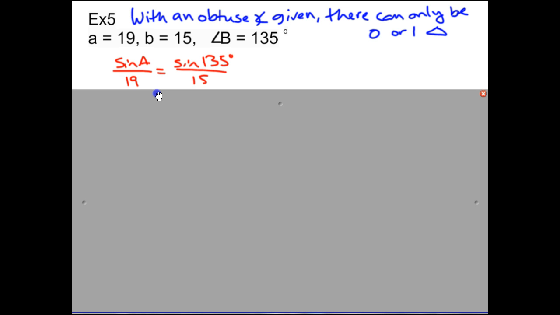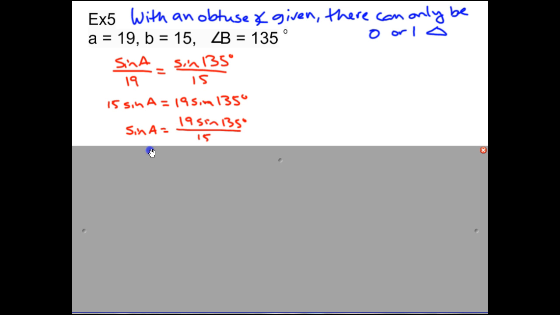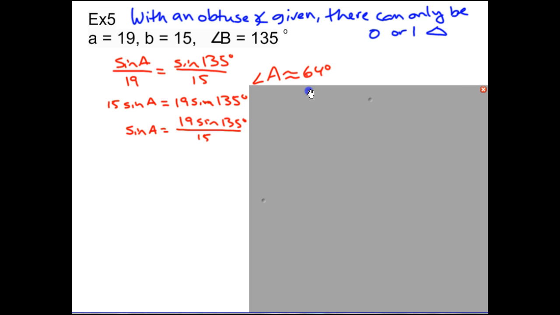Okay, so hopefully you set up your law of sines. You found that sine of A is equal to this ratio. Let's figure out what angle A is. Okay, so therefore angle A is equal to 64 degrees when you do your inverse sine.